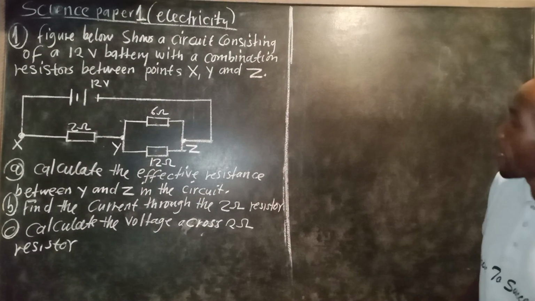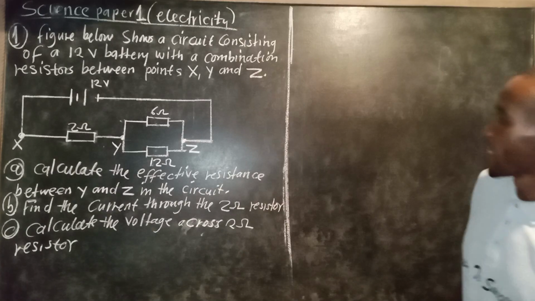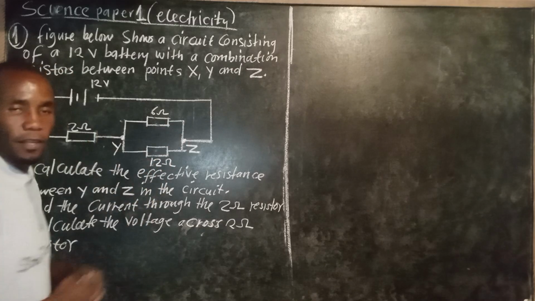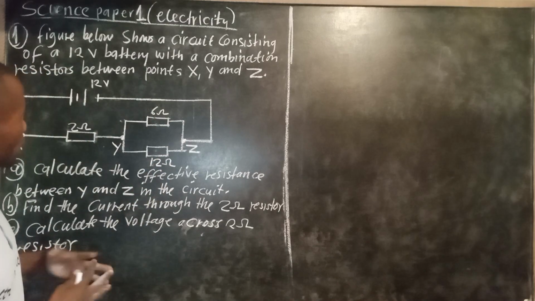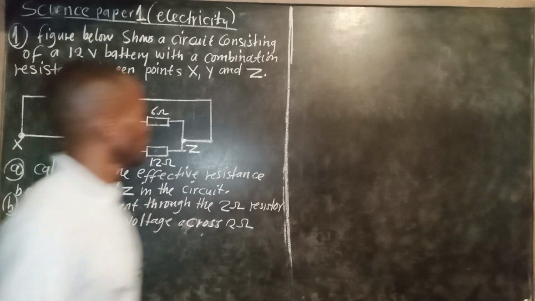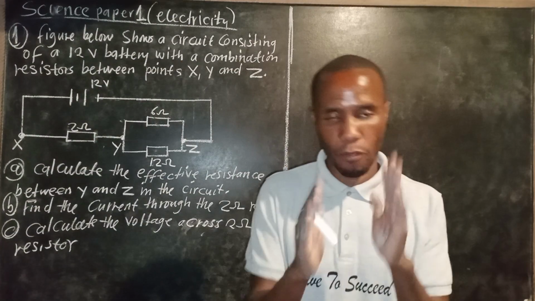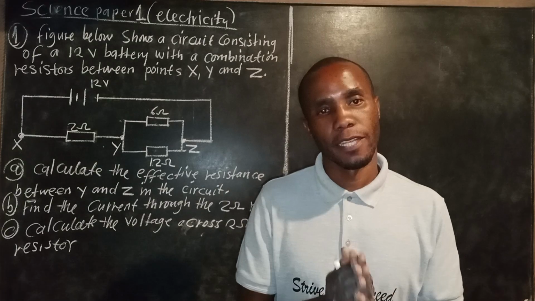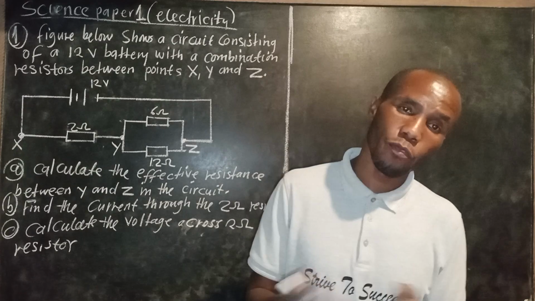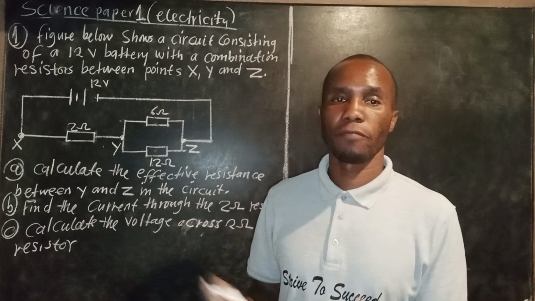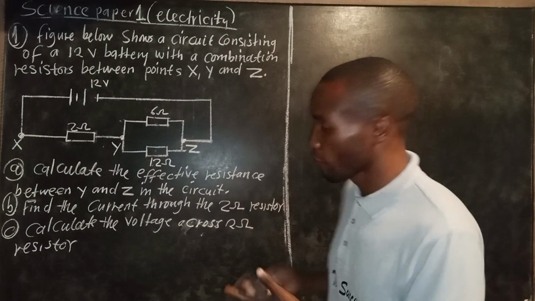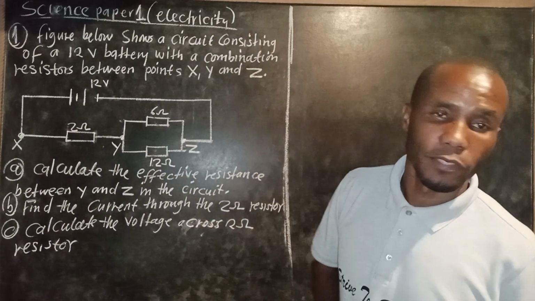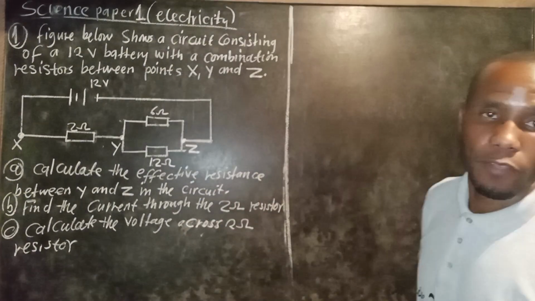A, calculate the effective resistance between Y and Z in the circuit. So we are talking about these two resistors. So let us now calculate the effective resistance there. Remember, in physics, formulas are very, very important. Master formulas. Physics is different from mathematics, where, more especially maths paper 2, you are going to find formulas on the cover page. But for this one, you have to master them. Once you have forgotten the formula, you are doomed. So make sure you understand the formulas in physics.